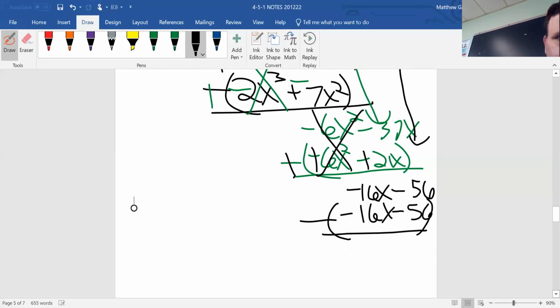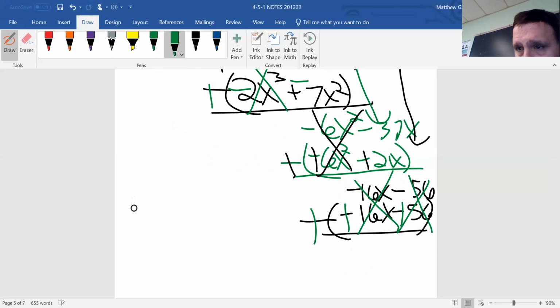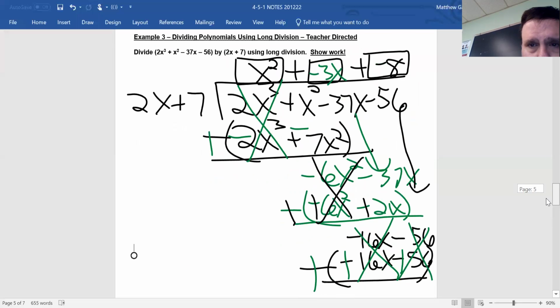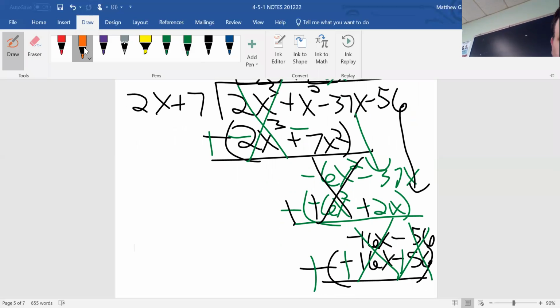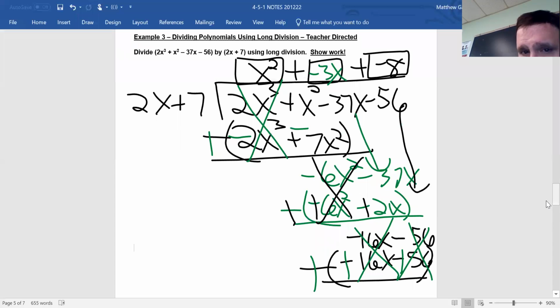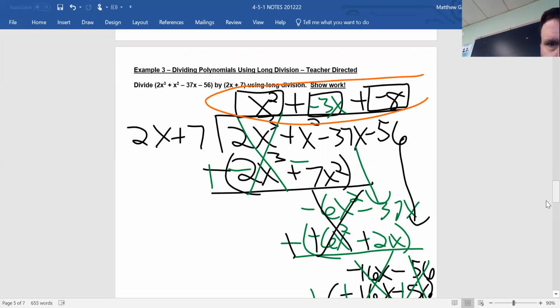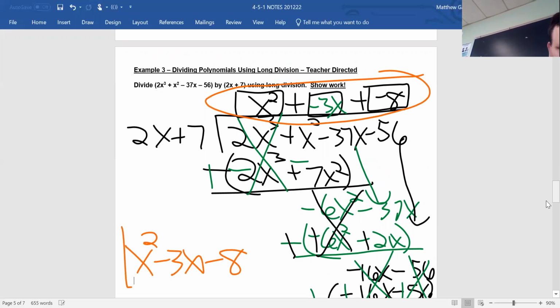And then just subtract going down. So we're going to add the opposite. Everything cancels. So what are we left with? We are left with x squared plus negative 3x plus negative 8. So that's okay. Leave it like that. You can just circle this, or you could just write it as x squared minus 3x minus 8. Plus a negative is always going to be just subtraction. Both are acceptable.